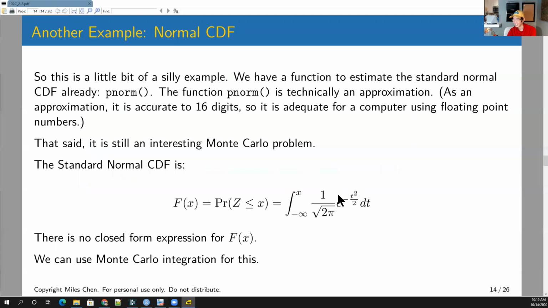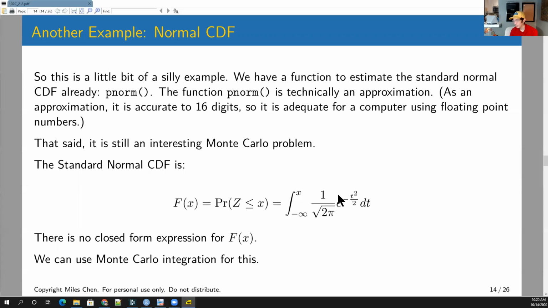Okay. All right. Here's another example of Monte Carlo integration. This is a tiny bit of a silly example because I'm solving a problem that has already been solved. This is not actually necessary, but it's still an interesting exploration, and we can take a look here.